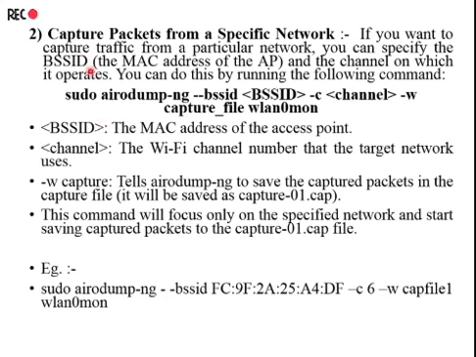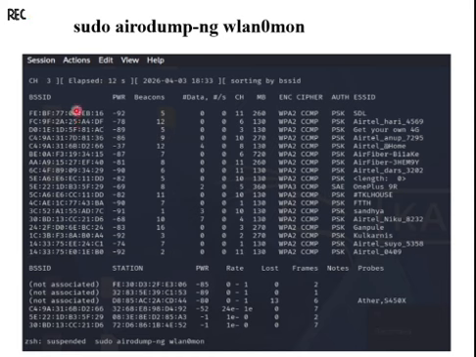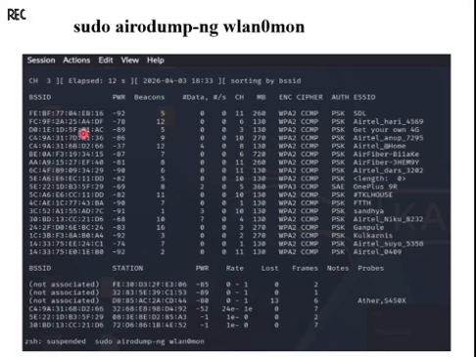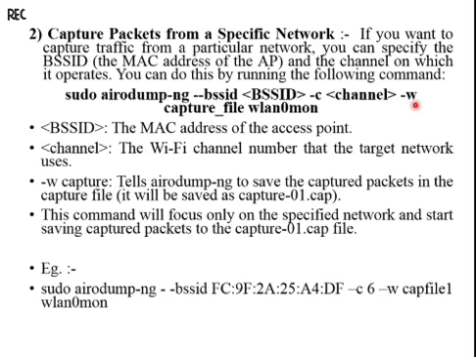So for capturing packets from a specific network, we have to write the command sudo airodump-ng dash dash bssid, and we have to mention here the BSSID which is mentioned in this list. We can select any one BSSID from the list. Dash c channel, that channel number on which the network is running, we have to mention here. Dash w capture file, the name of the file where we want to store the data, and WLAN 0 mon.